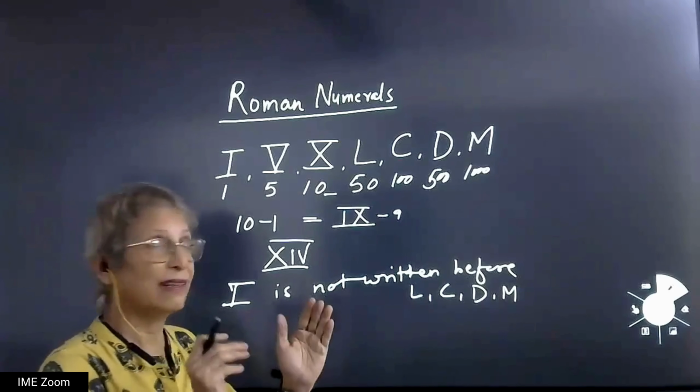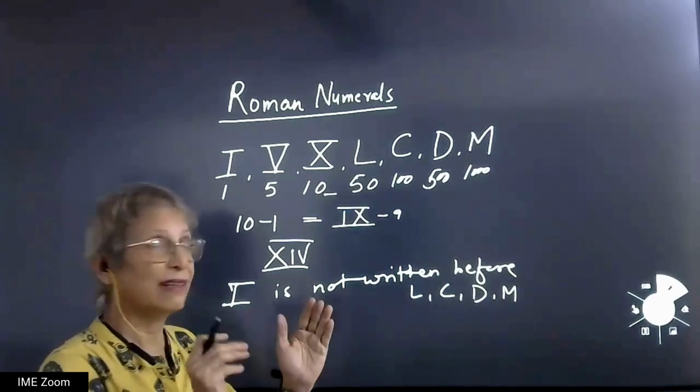44, how is 44 written? XLIV. Clear? Only a few we are going to discuss over here and then we'll solve questions. 60, that is easy now. You can write 61, just add 1, 2, 3 like that. Okay. Then how will you write 64? 64 is LXIV. Okay.